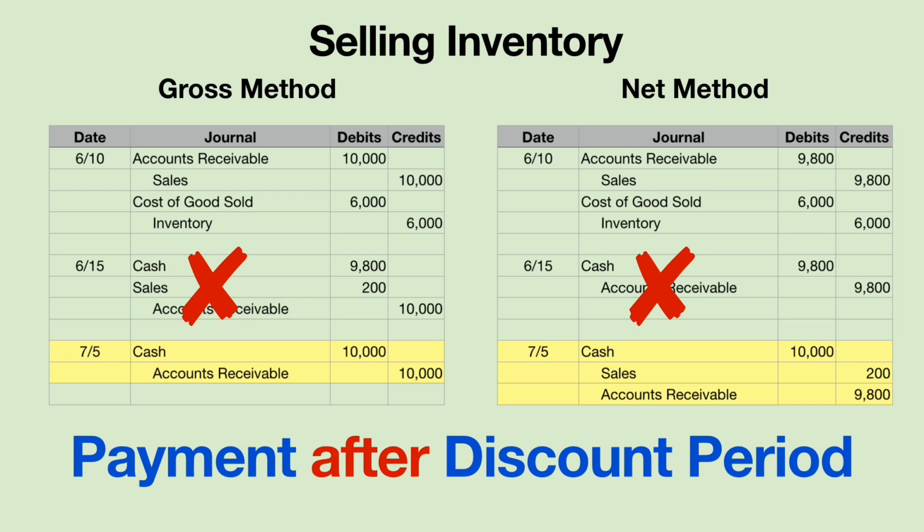But in the net method, the seller was anticipating that the customer would be paying only $9,800 and established an account receivable of $9,800. But the customer didn't take this discount and ended up having to pay $10,000. So the seller debits cash for $10,000, credits accounts receivable for the $9,800, which was the amount established as the account receivable. The journal entry doesn't balance, so we have to plug $200 to the credit side, and that will be an adjustment of the sales account. There you go.